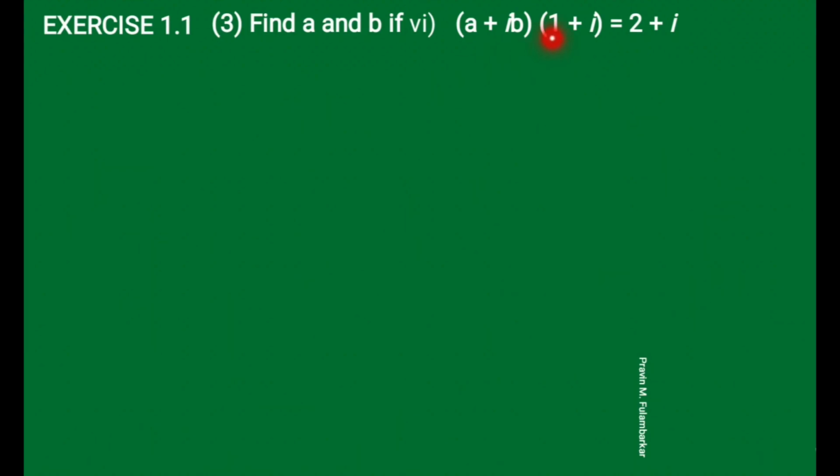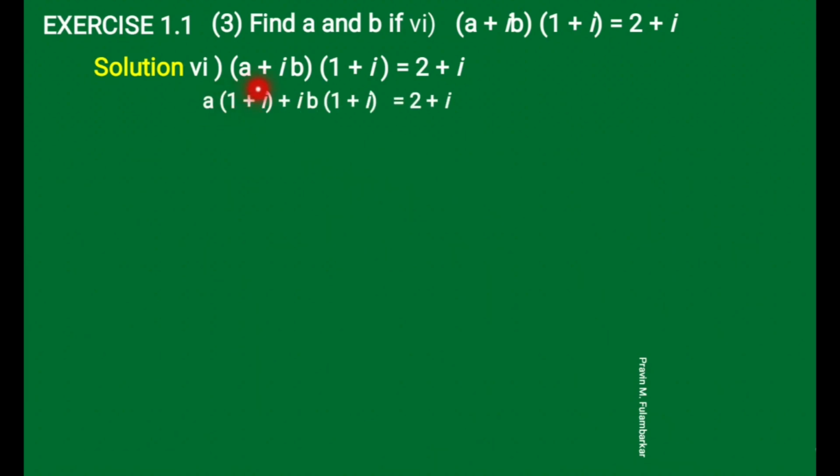(a plus ib) into (1 plus i) equals to 2 plus i. That means we have to multiply the LHS first, then equate the complex number. So in the solution we write the given equation first. We multiply these two brackets. So we write here a into (1 plus i) plus ib into (1 plus i). So multiply by a to the first bracket and multiply by ib to the second bracket. So we get here a into 1 as a, a into i as ai, ib into 1 as ib, and ib into i we write b into i square, because i into i is i square.